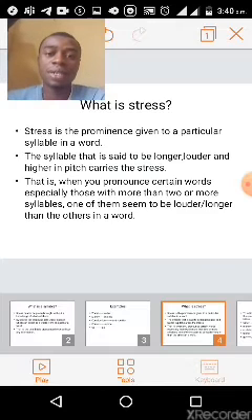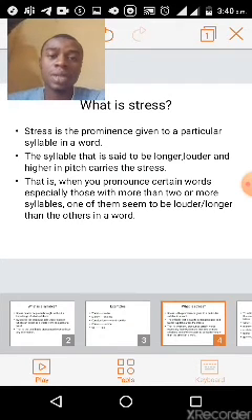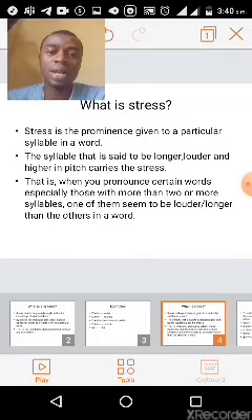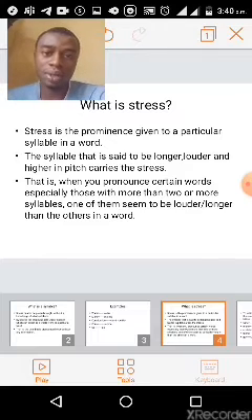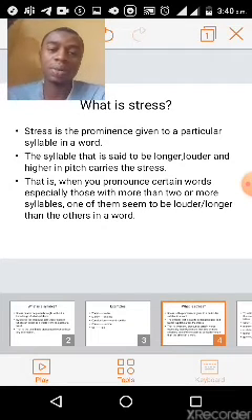So we'll go to what stress is. Stress is a prominence given to a particular syllable in a word. That is, the attention given to a particular syllable. The syllable that is said to be louder, longer, and higher in pitch carries the stress. So for you to understand what stress is, you must understand syllable. We talked about syllable the other time. Now we are talking about stress.